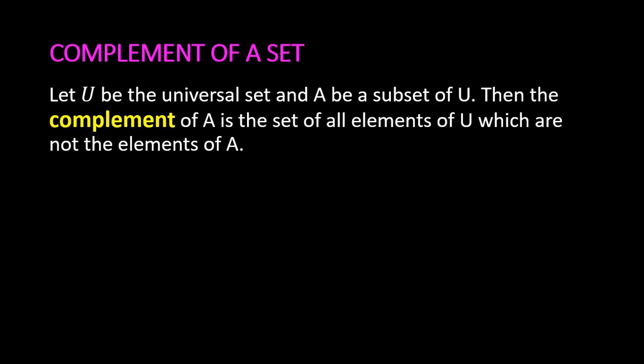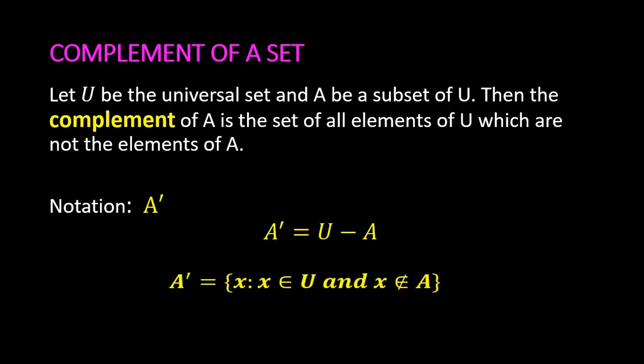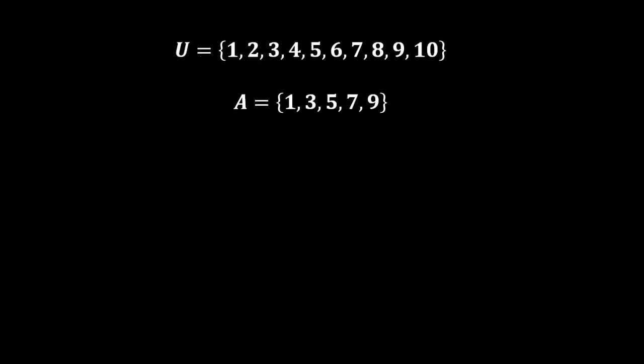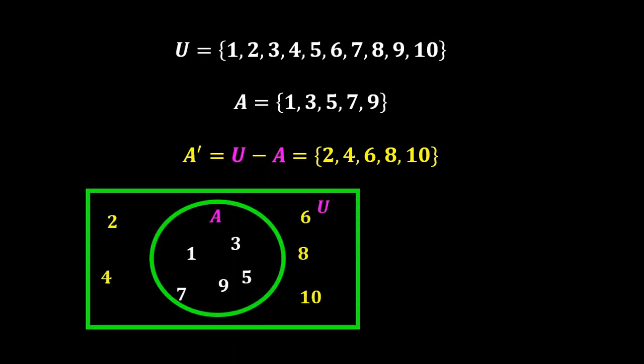Complement of a set: if U is a universal set and A is any subset of U, then complement of A is the set of all elements of U which are not in A. We denote this by A dash. And so A dash is equal to U minus A, that is, A dash is equal to all those x which are in U but not in A. Let us see this example. If U is equal to 1, 2, 3, 4, 5, 6, 7, 8, 9, 10 and A is equal to 1, 3, 5, 7, 9, then complement of A will be U minus A. So all elements which are in U but not in A. So we have 2, 4, 6, 8, 10.